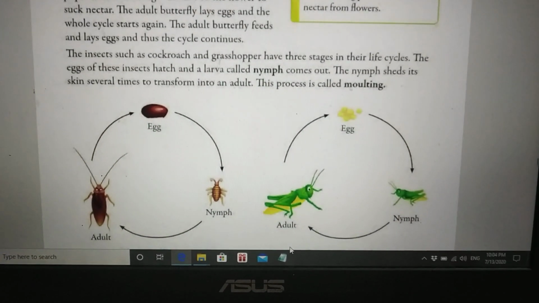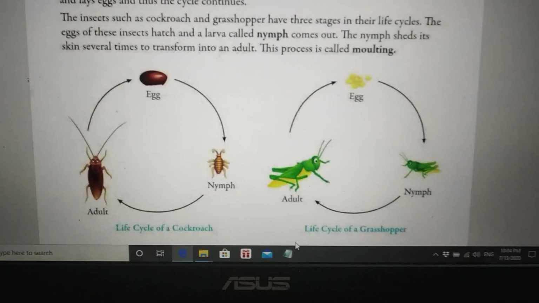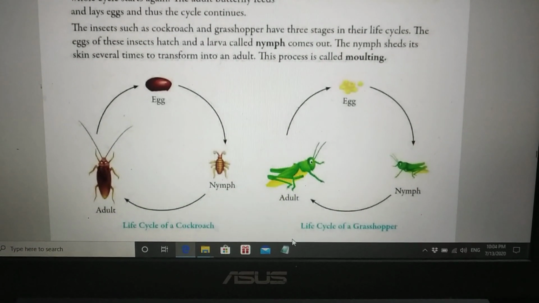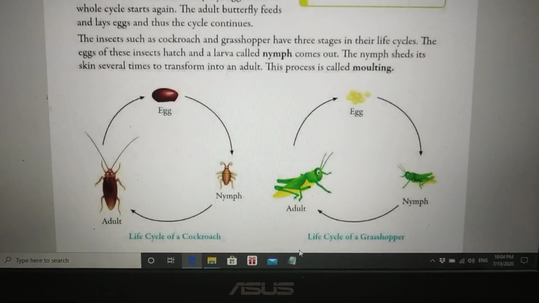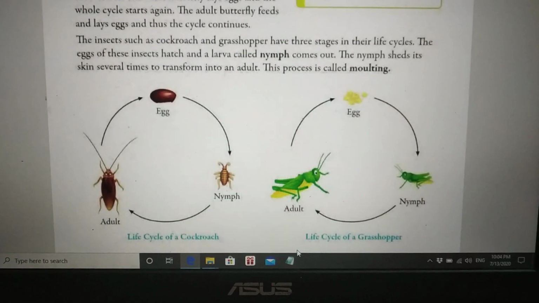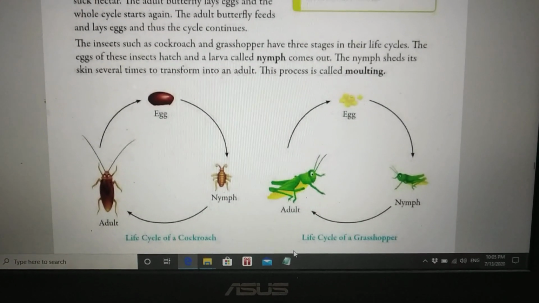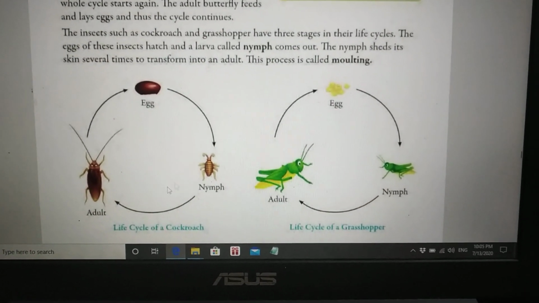You can see the picture given there. The egg, then the nymph, and finally it grows into an adult. When it is an egg, it has a shell or a structure covering it. When it becomes a nymph, the shell is shed and it comes out, and you can see forelimbs, hindlimbs, everything appearing there. And finally it grows into an adult cockroach.